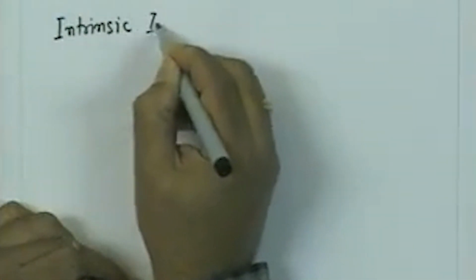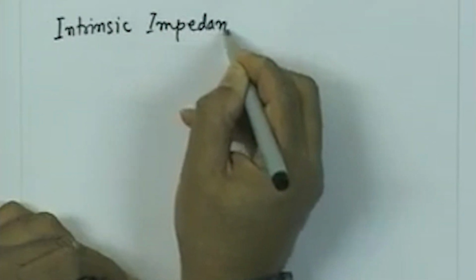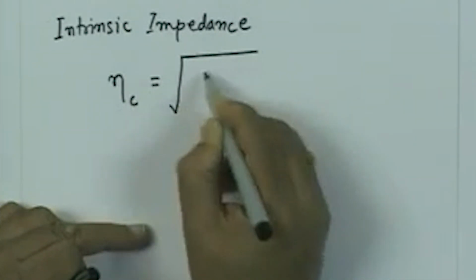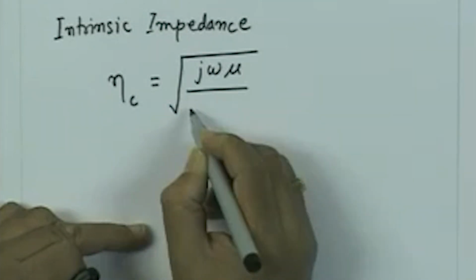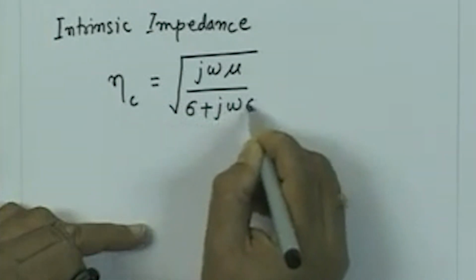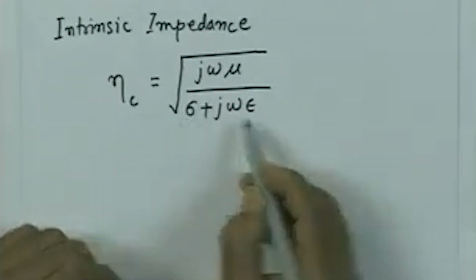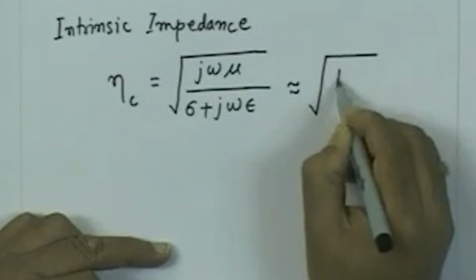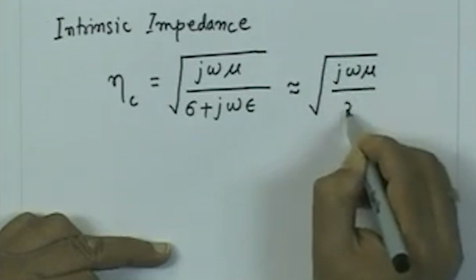Another aspect of the high conductivity of the medium is, if you look at the characteristic impedance or the intrinsic impedance of the medium, eta c, as we saw earlier, this is the square root of j omega mu divided by sigma plus j omega epsilon. Now we have sigma much larger compared to omega epsilon, so this is approximately the square root of j omega mu divided by sigma.